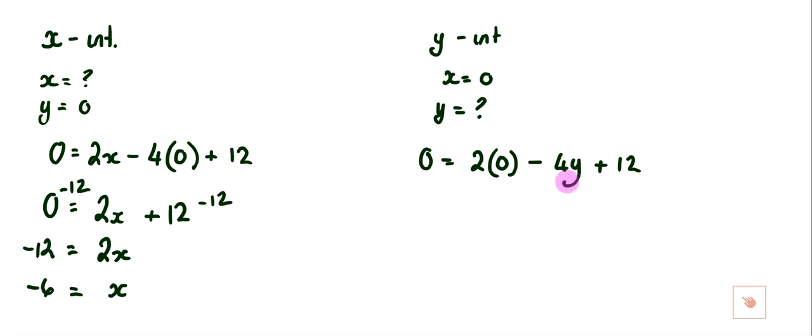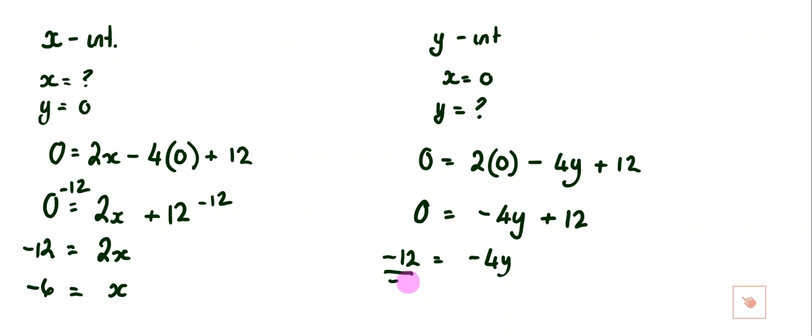We go on to the y-intercept, we've got 0 equals negative 4y plus 12. Subtract 12 again, we get negative 12 is equal to negative 4y. Divide by negative 4. You get y equals 3.